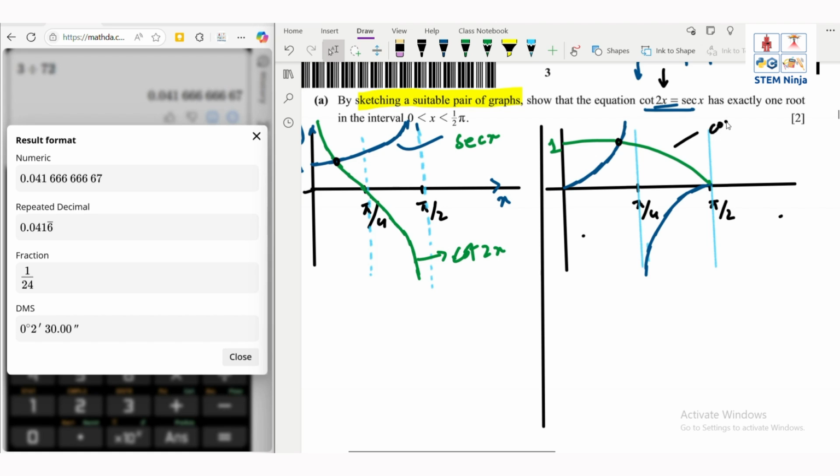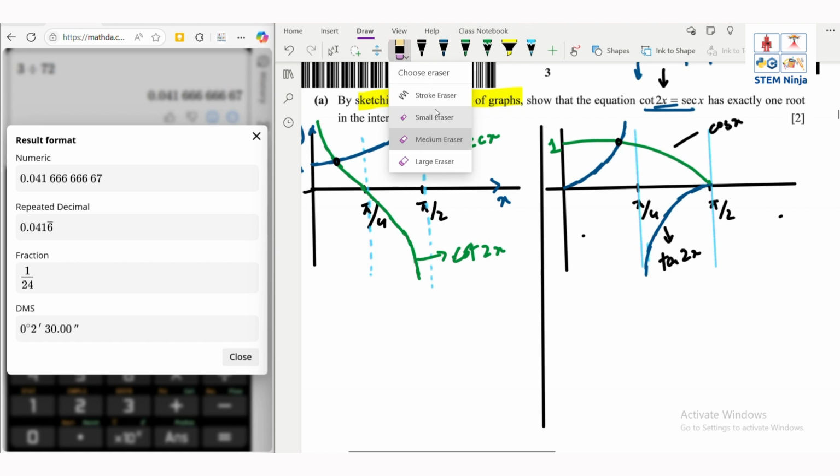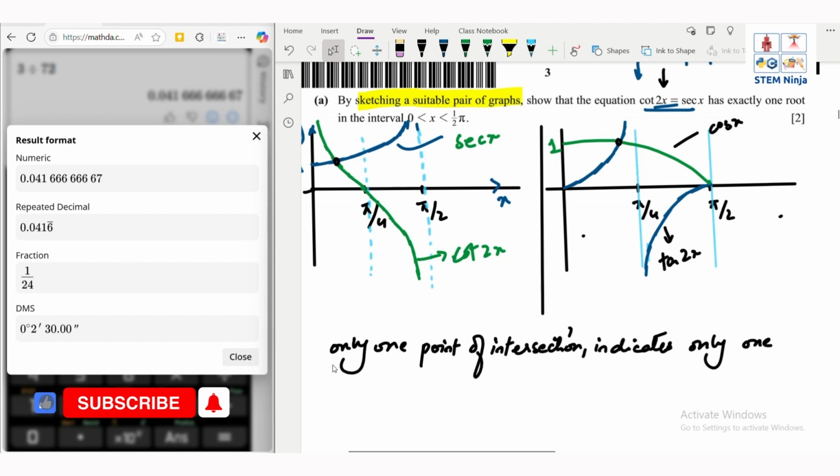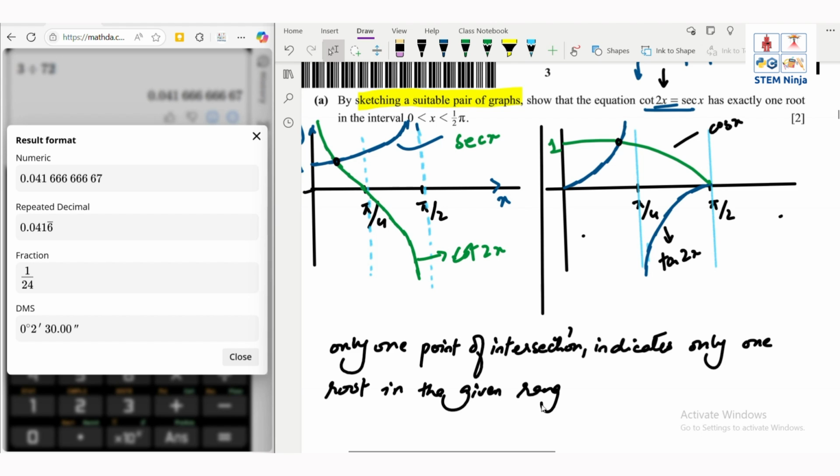So cos of x and tan of 2x. So that's all we have to show over here. So only one point of intersection indicates only one root in the given range. Alright, so that's what we just have to show.